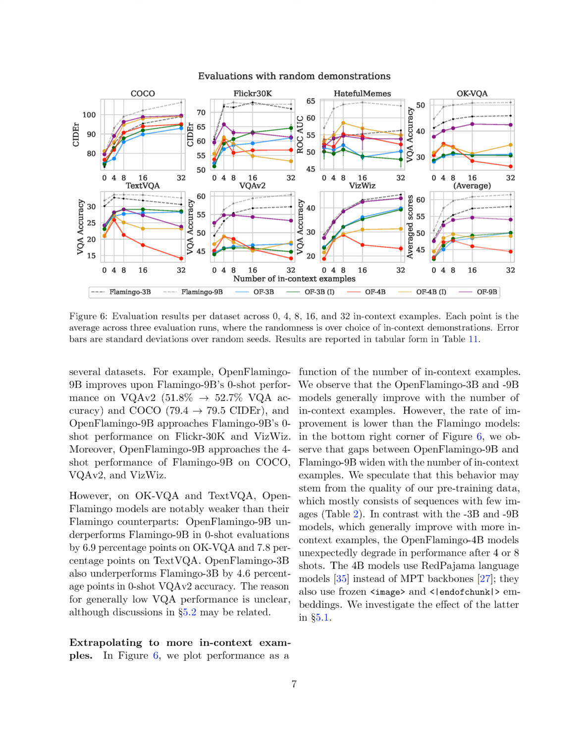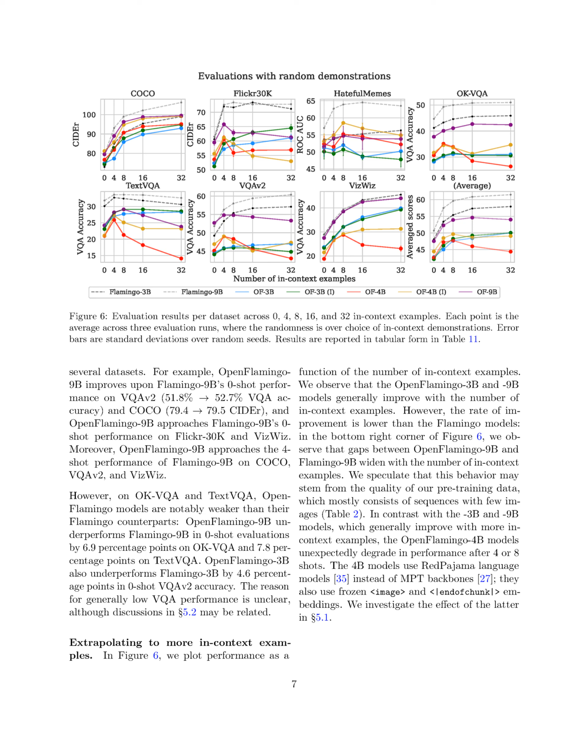Section. Extrapolating to more in-context examples. We're going to delve into more examples that are in context. In our graph, we've plotted how performance changes based on the number of in-context examples. We've noticed that the OpenFlamingo-3B and -9B models generally get better as the number of in-context examples increases. However, the rate of improvement isn't as high as with the Flamingo models. In fact, if you look at the bottom right corner of our graph, you'll see that the gap between OpenFlamingo-9B and Flamingo-9B gets wider as the number of in-context examples increases. We think this might be because our pre-training data is mostly made up of sequences with few images.